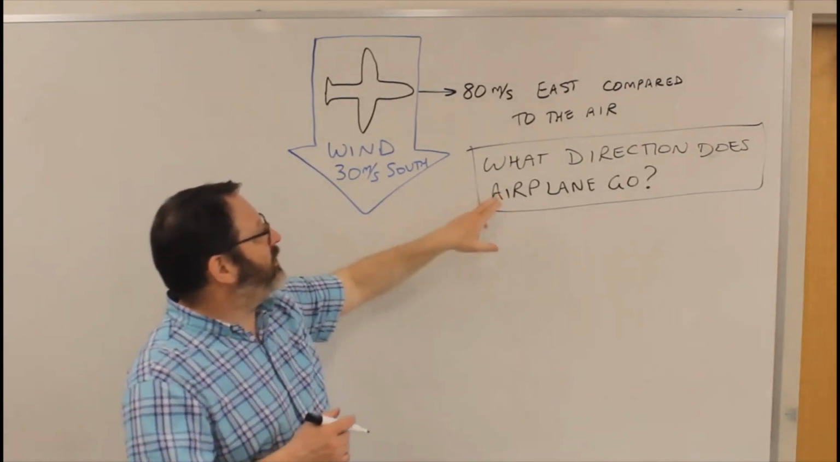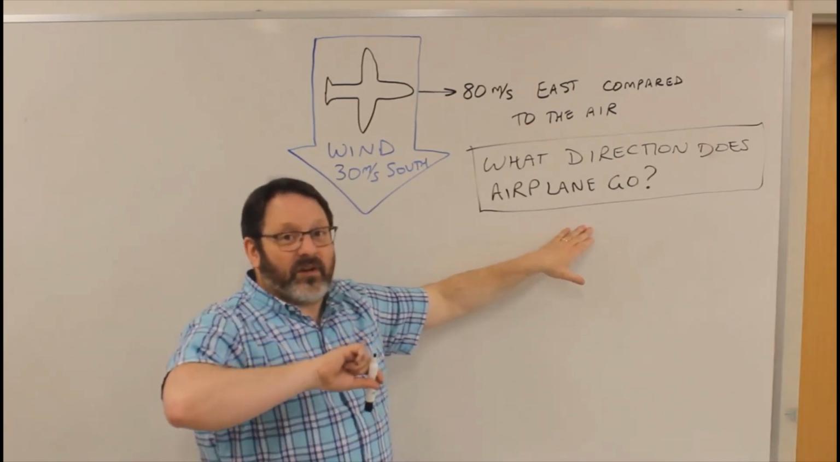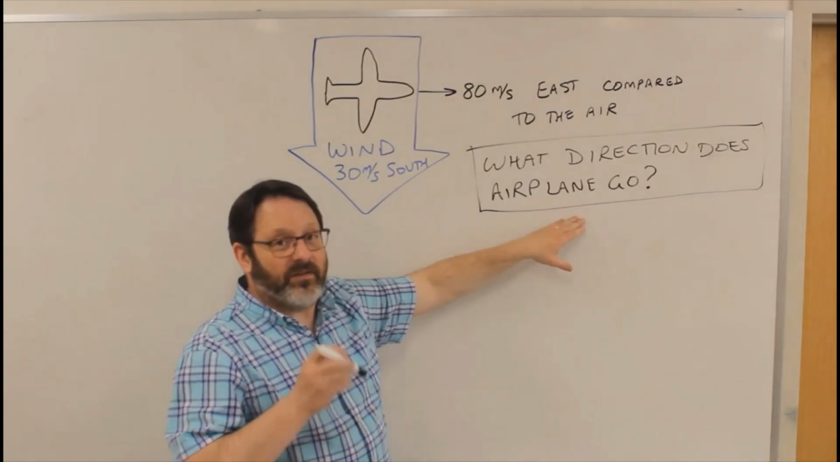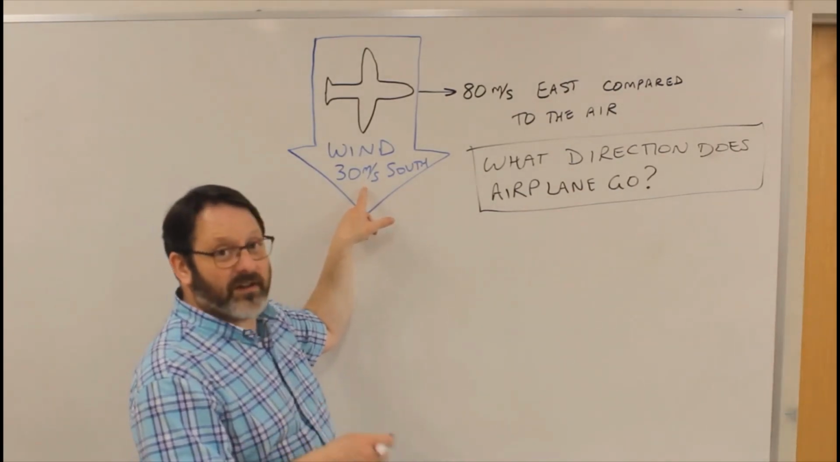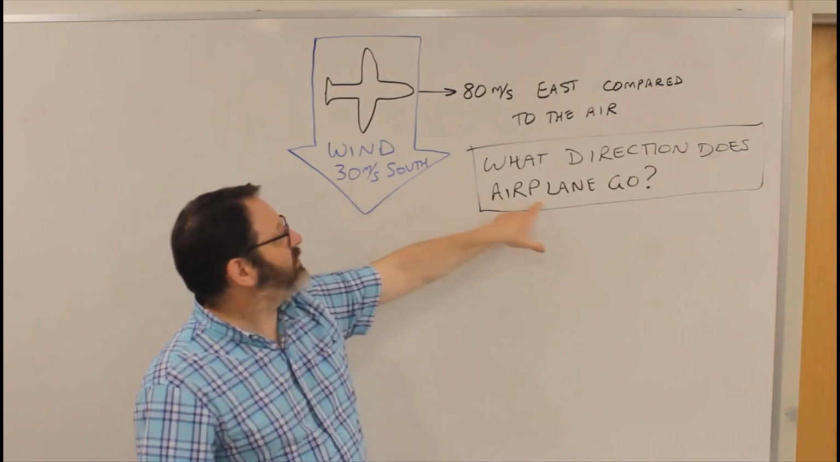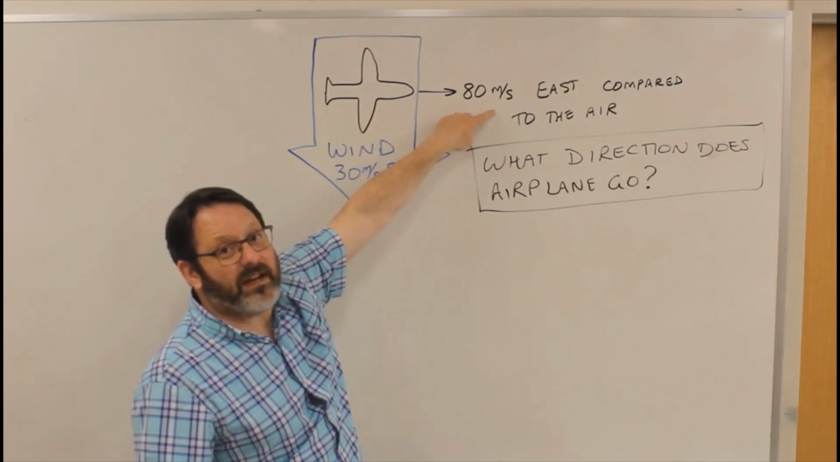Now, again, what direction does it go? Normally, things are relative to the surface of the Earth. So if it doesn't specifically say so, then relative to the Earth. So this wind is 30 meters per second relative to the Earth. What direction will it go relative to the Earth? This one is relative to the air.